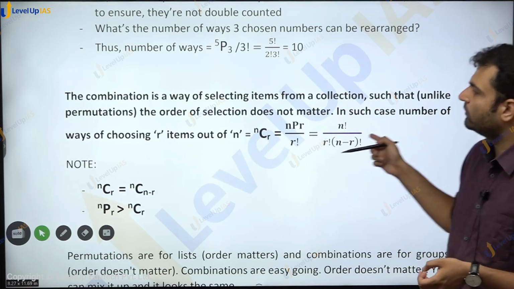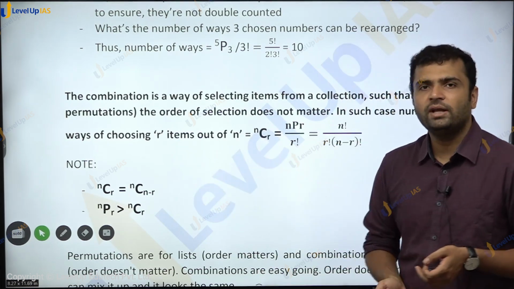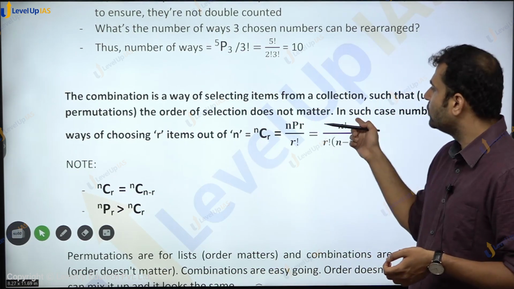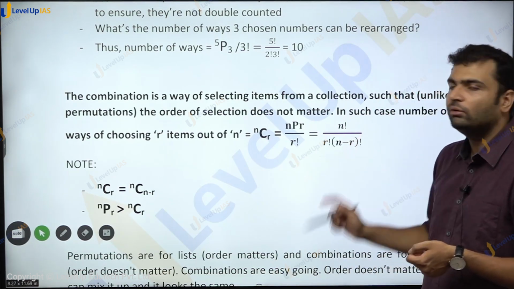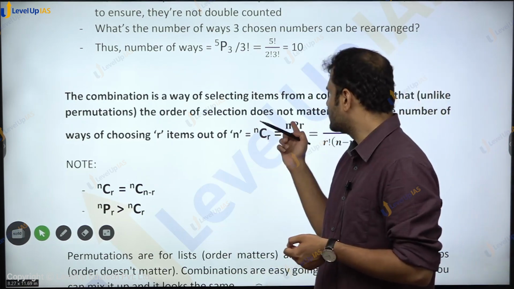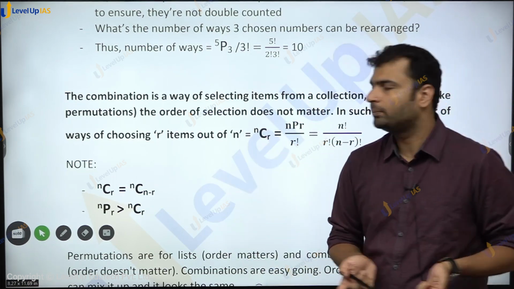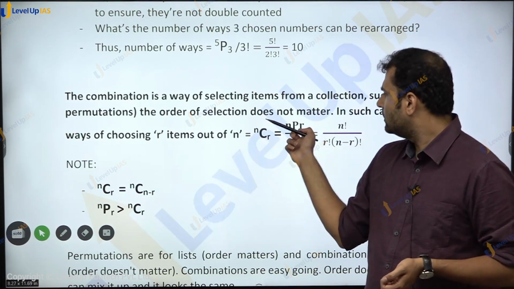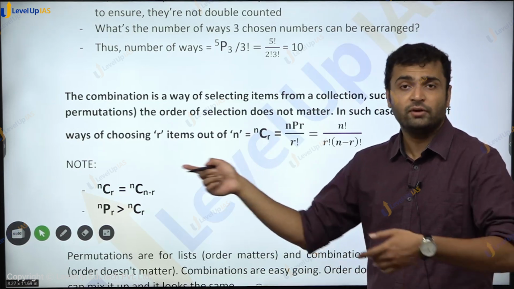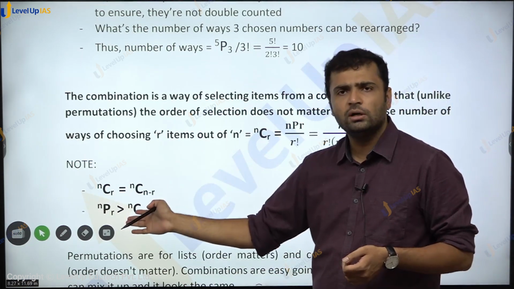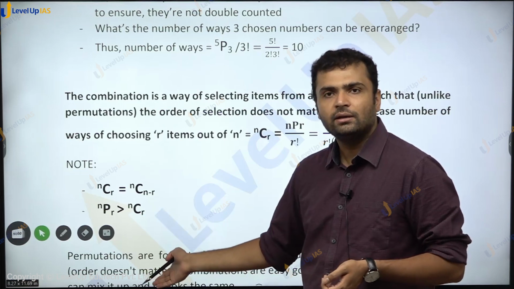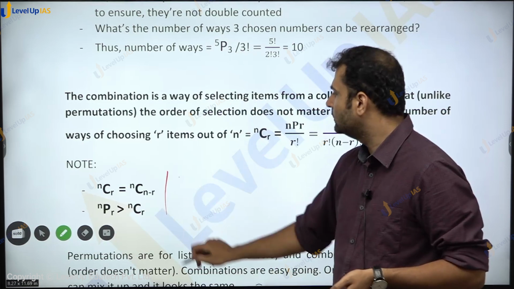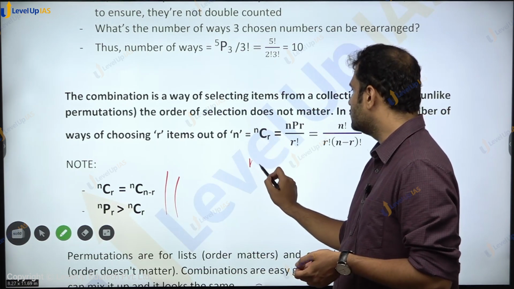In such case, number of ways of choosing R items out of N items is NCR or N choose R, which is N factorial divided by R factorial into N minus R factorial, which is same as NPR divided by R factorial. यहाँ पे NPR हमेशा NCR से बड़ा होगा ऑब्वियसली, because NPR divided by R factorial है वो, तो R factorial से डिवाइड होकर वो जो नंबर आ रहा है वो छोटा ही होगा. NPR is always greater than NCR and NCR is same as N choose N minus R. ये दोनों चीजें याद रखना, NCR is same as N choose N minus R.